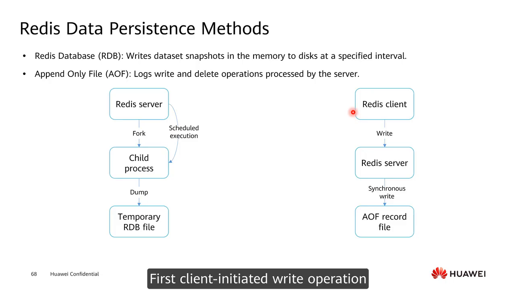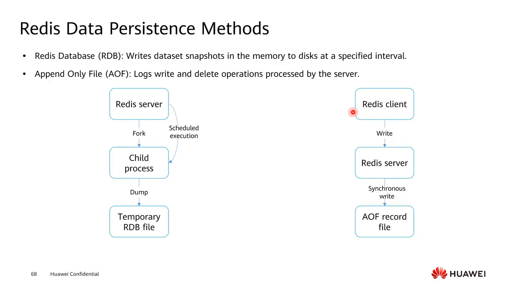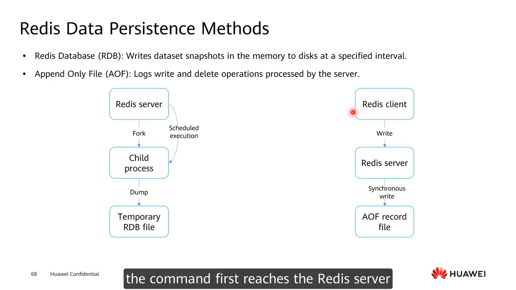First, client initiated write operation. When a Redis client requests to write, update, or delete data, the command first reaches the Redis server. And then, command synchronize record.